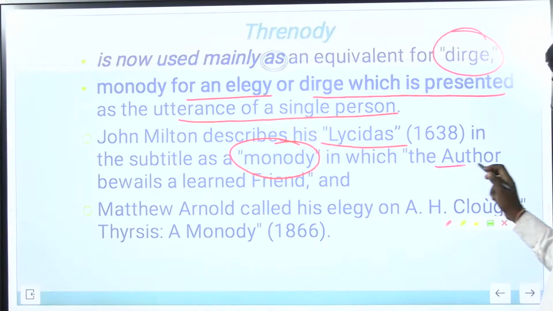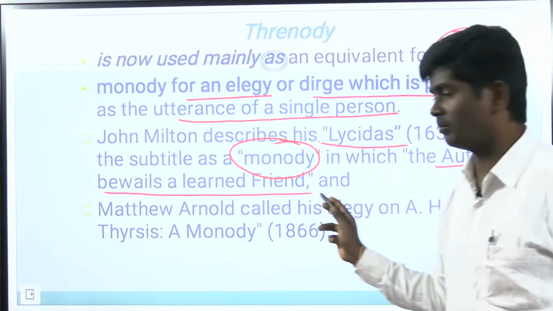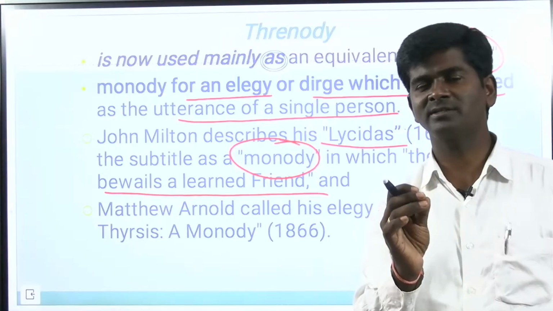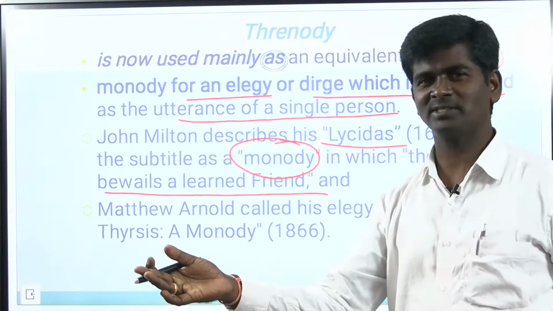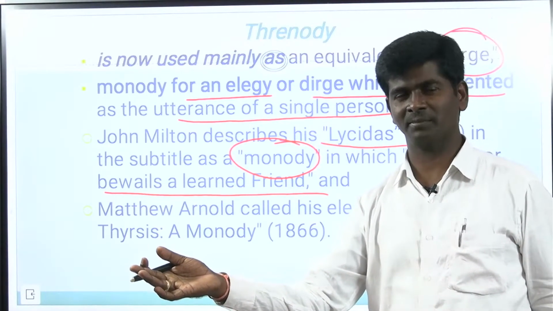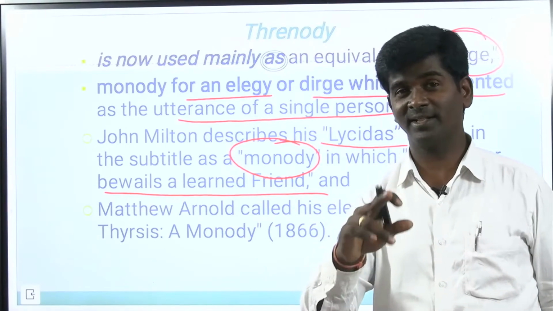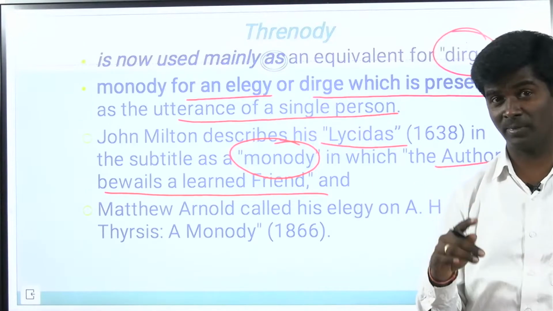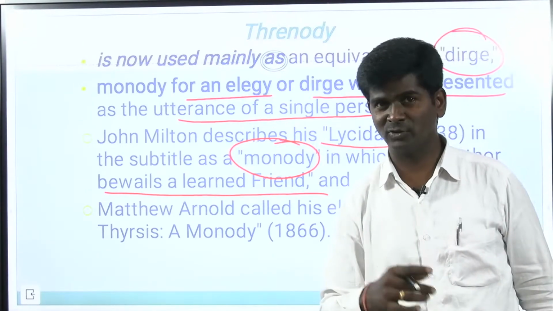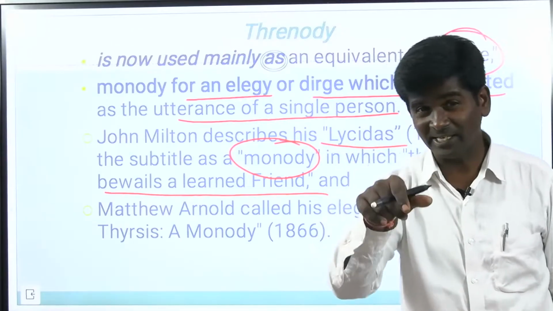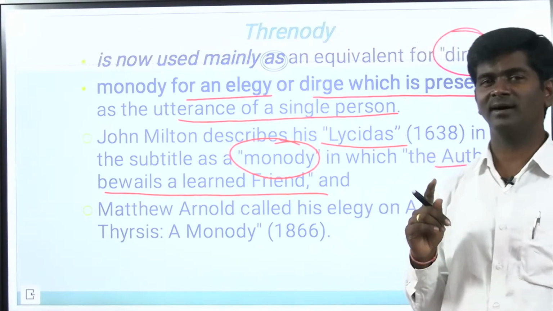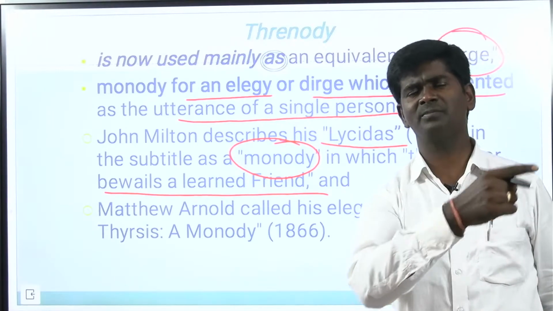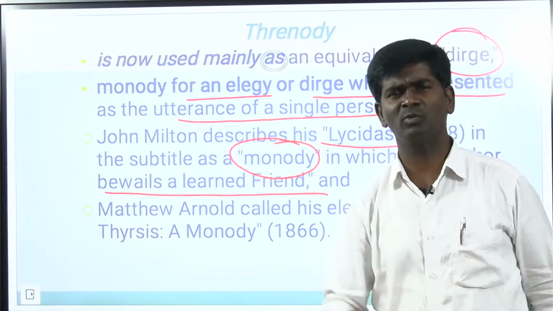Next, a poem in which the author bewails a learned friend. Friends, remember, all these are NET bits. Lycidas is written on the death of Edward King by John Milton, and the subtitle of it is a monody. The author bewails a learned friend. If you observe the previous question papers, all these are repeated ones.